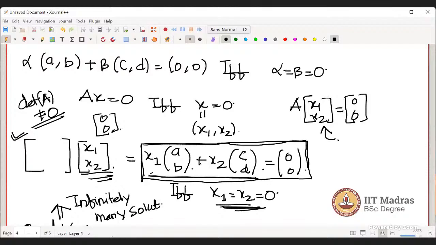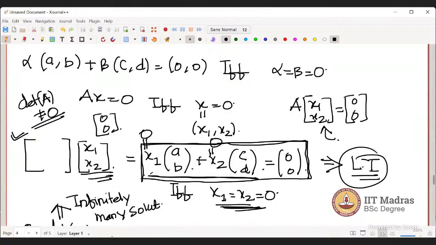If I have a solution x1 and x2, then using this x1 and x2, I can make this linear combination to be 0. If I have only one solution, that is 0, 0, then this is the only linear combination through which I can make this linear combination 0. That means this set is linearly independent.